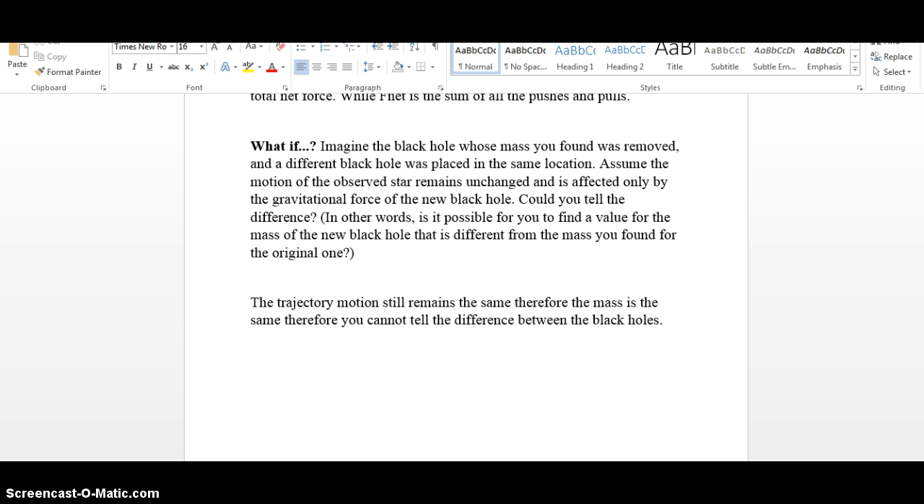Well, the trajectory of motion would still remain the same. Therefore, the mass of both black holes is the same. Therefore, you cannot tell the difference between the black holes.